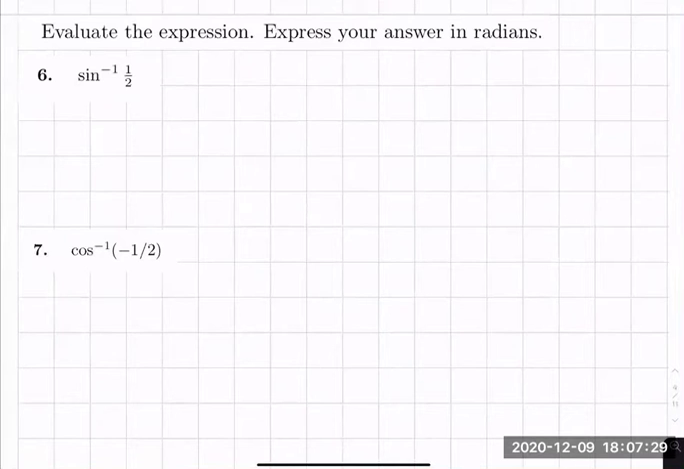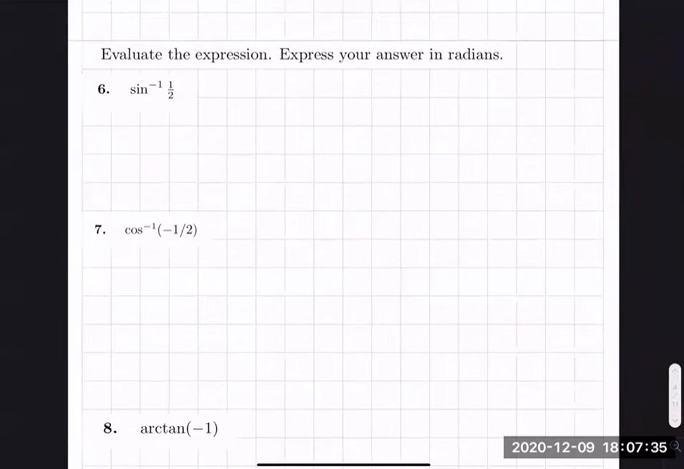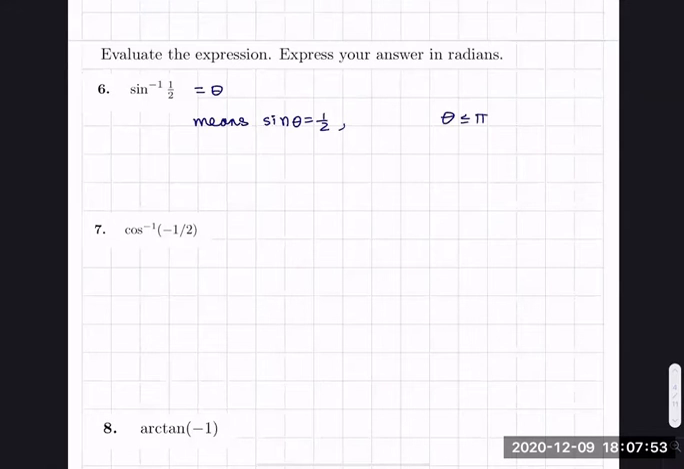All right, we're going to evaluate these expressions. These have inverse sine, inverse cosine, and inverse tangent. And we're going to express our answer in radians. Now, the way I'm going to write this is I'm going to say that sine inverse of 1/2 is equal to theta. And this means sine theta is equal to 1/2. But theta is bound between negative pi over 2 and pi over 2.